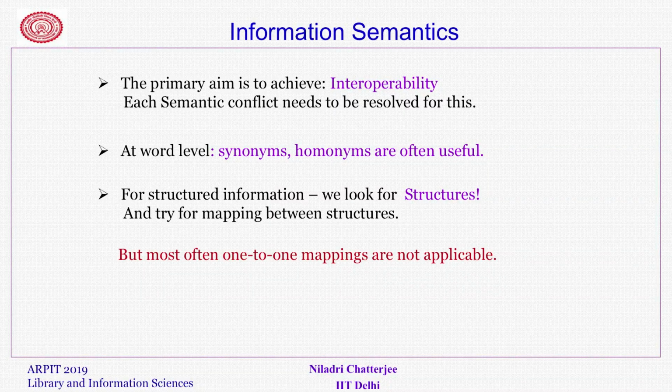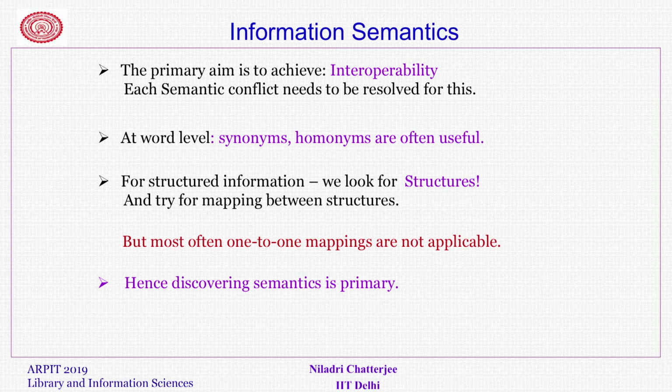Say for example, a real number is only one number, but when you talk about complex numbers, we are talking about a pair of numbers. So, when there is a pair of numbers, we can interpret it as a complex number in a relevant domain, and in that case we should be able to map between structures. However, most often such one-to-one mapping will not be possible or will not be applicable also.